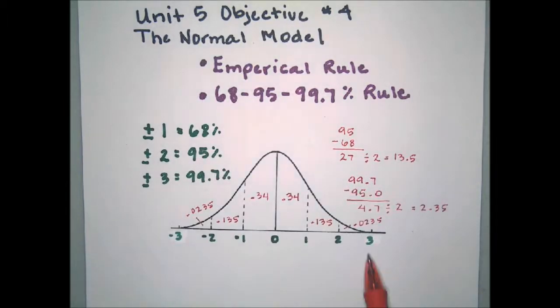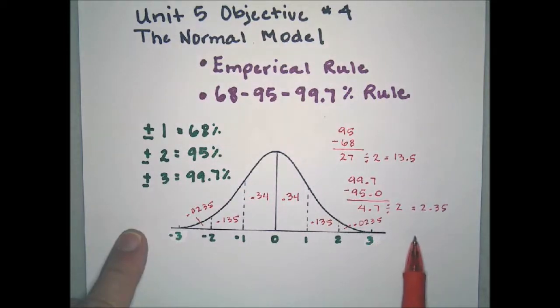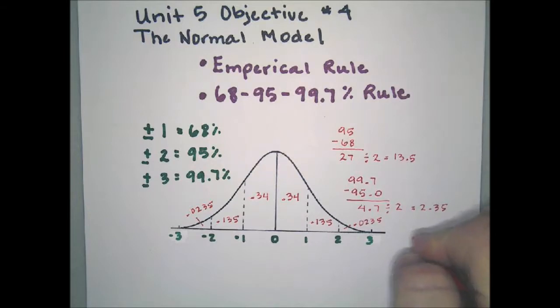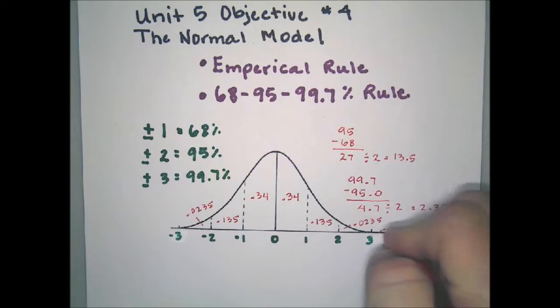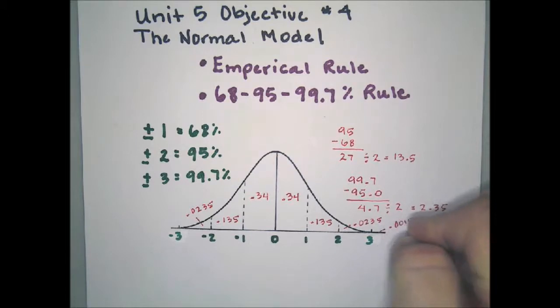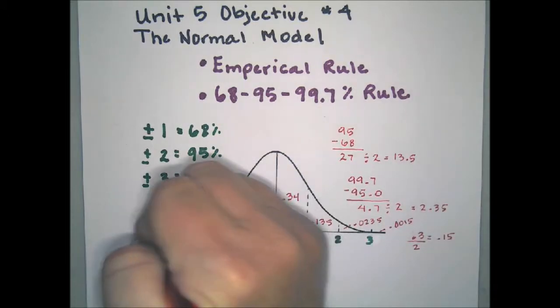Now, the only thing that leaves us is how much of the data is outside of the boundaries of plus and minus 3. Well, it's only 0.3%. So we're going to take 0.3 and we're going to divide it by 2, and we're going to get 0.15. So as a decimal, this is 0.0015, and this is 0.0015.